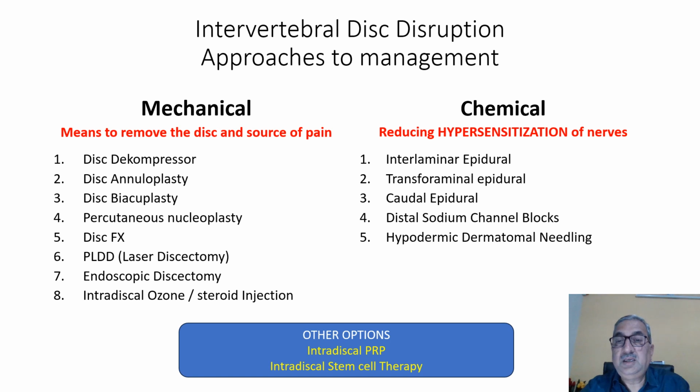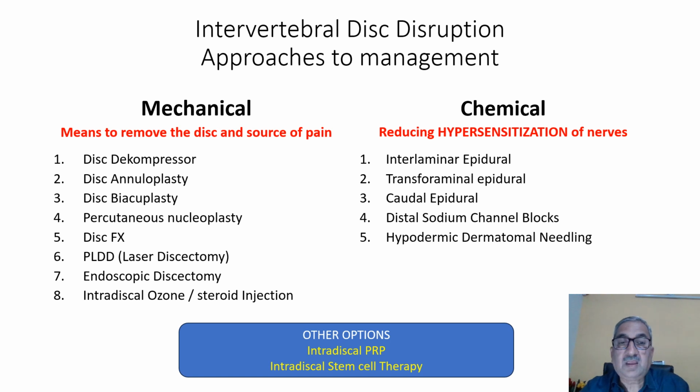Here, the theory is different. The people who work using chemical methods believe that nature takes its own course and the disc gradually degenerates, and you have to just buy time, relieve the pain and improve the quality of life, and things settle down automatically. Whereas there is a subgroup of people who believe that we should remove the disc, which is the offending agent, and give the patient relief. So these are two different approaches, mechanical and chemical.